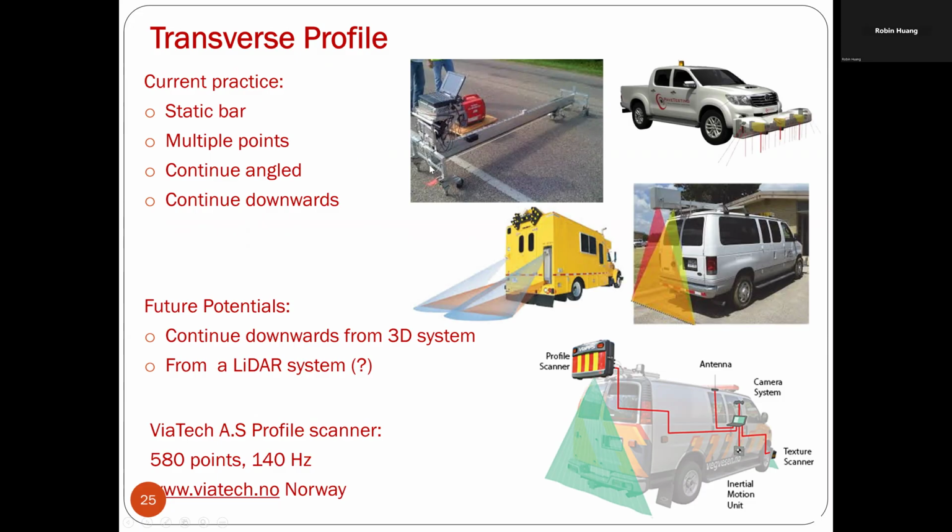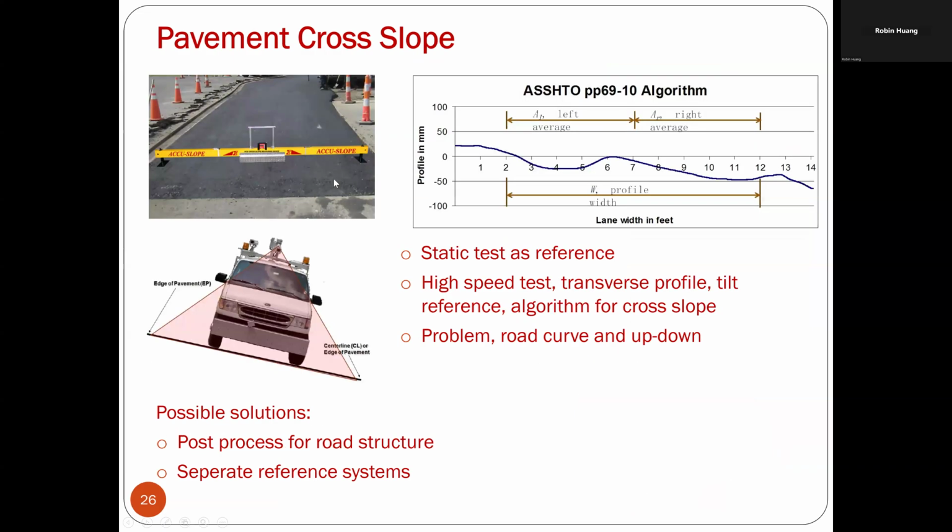Shown here, the manual method is the beam, and they move a laser sensor along the beam across the lane and collect the transverse profile. This is a kind of rod bar where they use multiple sensors across the lane. This is also a 3D system to collect the transverse profile. The transverse profile, so far as I see, is mainly for the rutting, and also the cross slope.